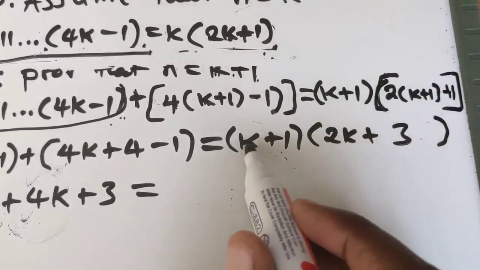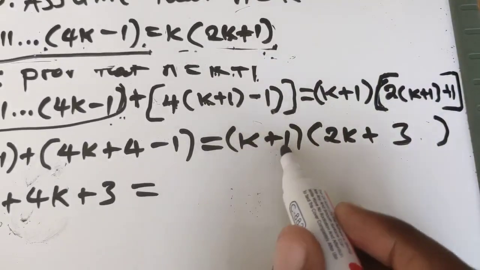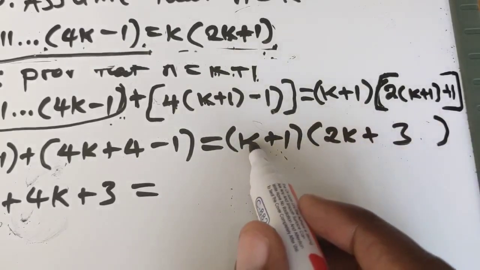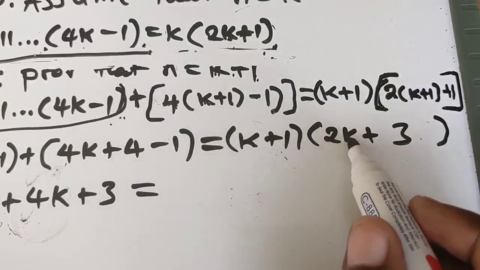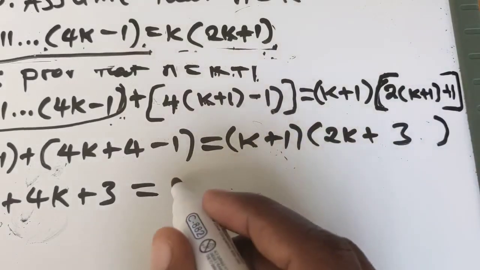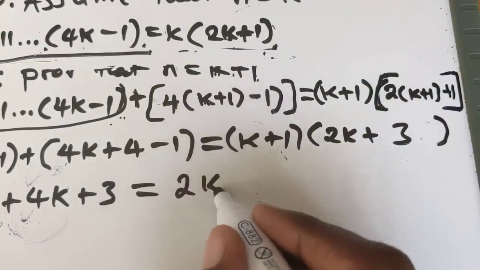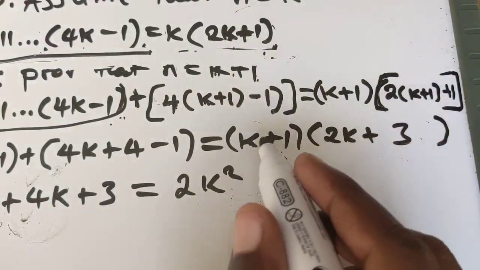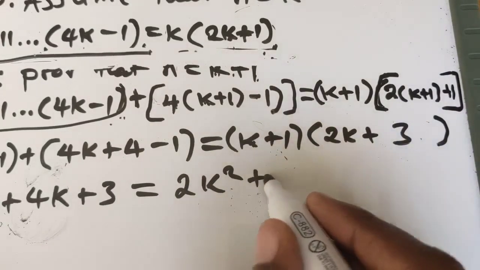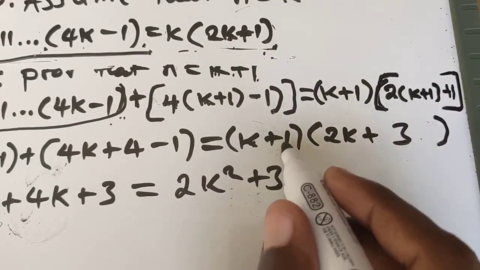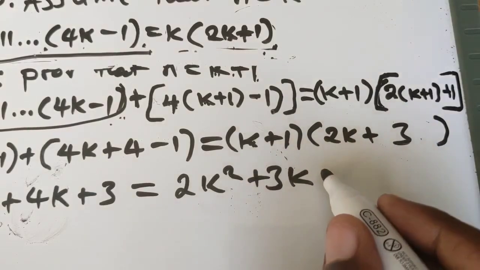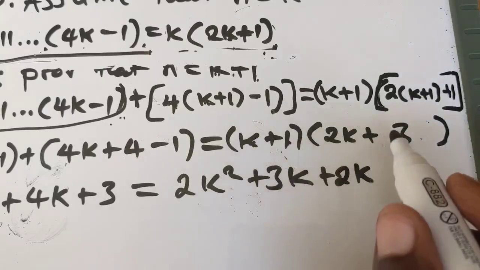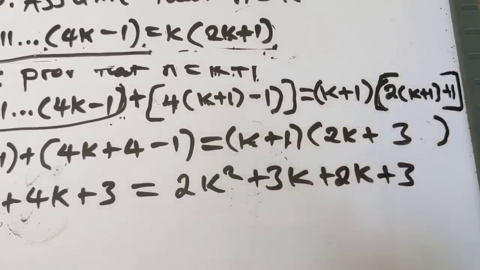Okay, so if you look at this, this one is in the bracket as well as that is in the bracket. So we can actually multiply k times 2k. So k times 2k, you're going to have 2k squared, like that. Then k times 3, you're going to have 3k. Then 1 times 2k, you're going to have 2k, like that. Then 1 times 3, you're going to have 3, like that.